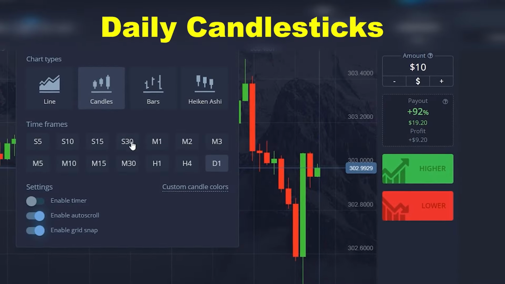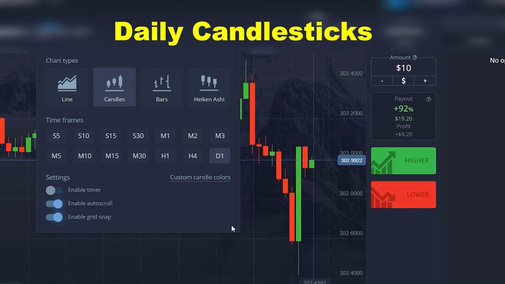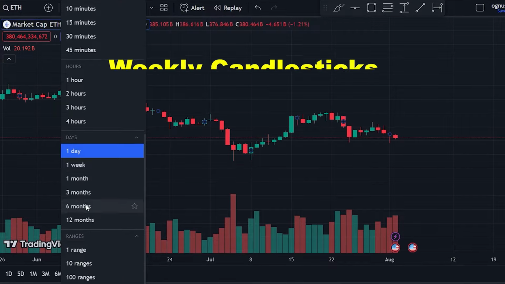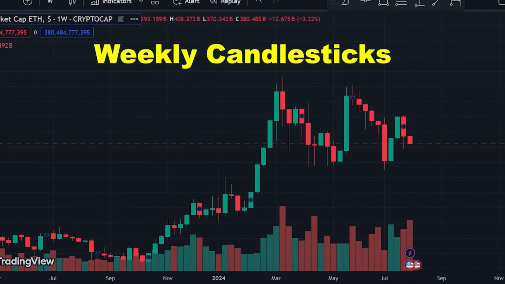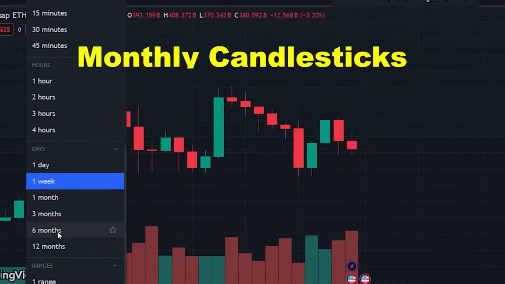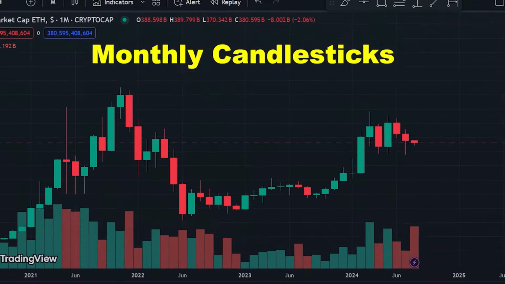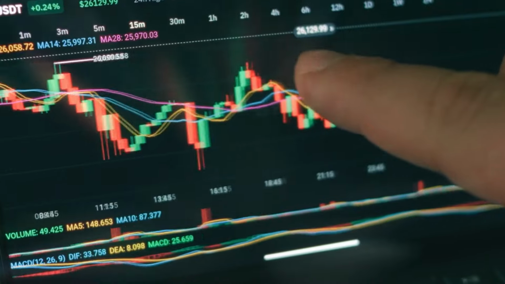week. The daily candlesticks are ideal for swing traders and long-term investors. They provide a clear picture of the overall market trends, and are used for analyzing price movement over days and weeks. The weekly candlesticks are used by long-term investors. They identify longer-term trends and patterns over weeks and months. The monthly candlesticks give the broadest view of the market. They show long-term trends and patterns that develop over months and years.